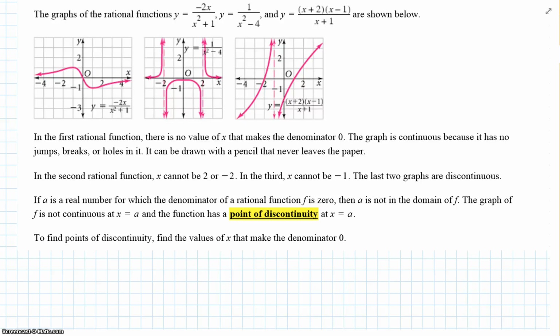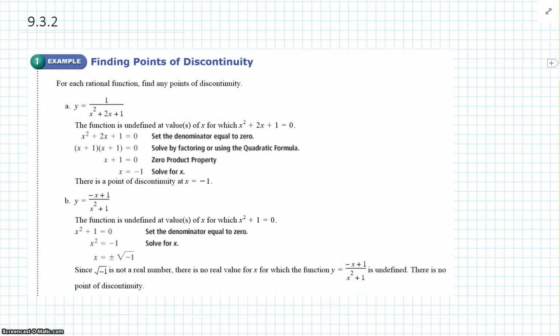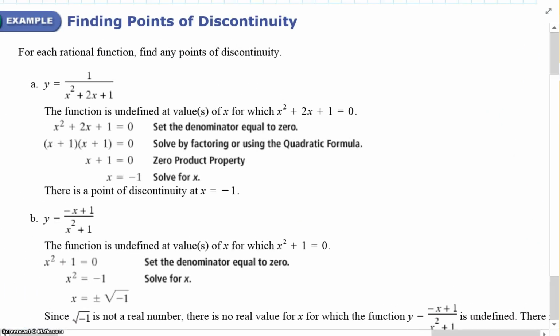If a is a real number for which the denominator of the rational function is 0, then a is not in the domain of f. The graph of f is not continuous at x equals a, and therefore the function has a point of discontinuity at x equals a. To find points of discontinuity, and here's the key, find the values of x that make the denominator 0. So let's find the points of discontinuity.